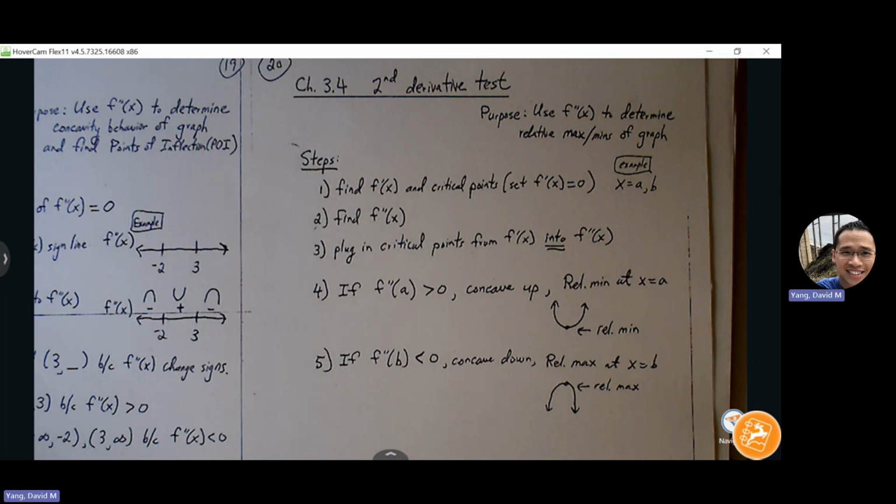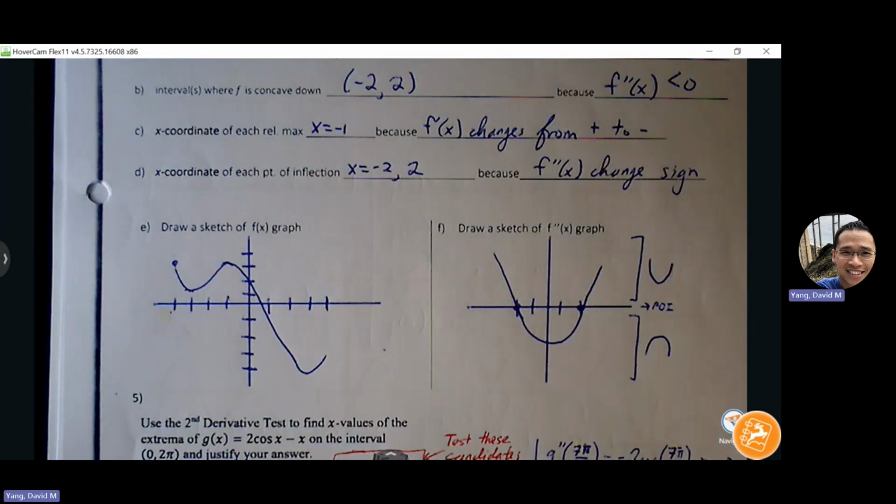So let's say candidate x equals a gets inserted into the second derivative, and that gave me positive. Positive second derivative means concave up. Concave up looks like this. Concave up will produce a relative minimum. So let's say candidate x equals b from f prime gets inserted into the second derivative function, and that produced a negative value. A negative value from the second derivative standpoint would be concave down. Concave down looks like this. Concave down will go from that. Okay, so try that with number 5.